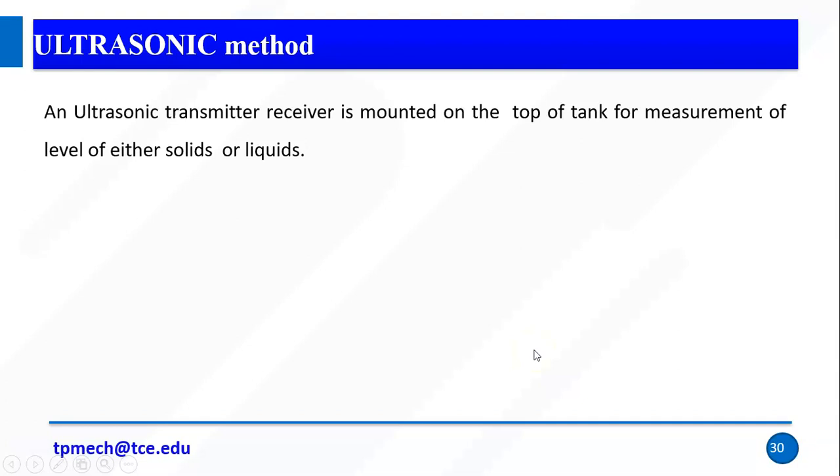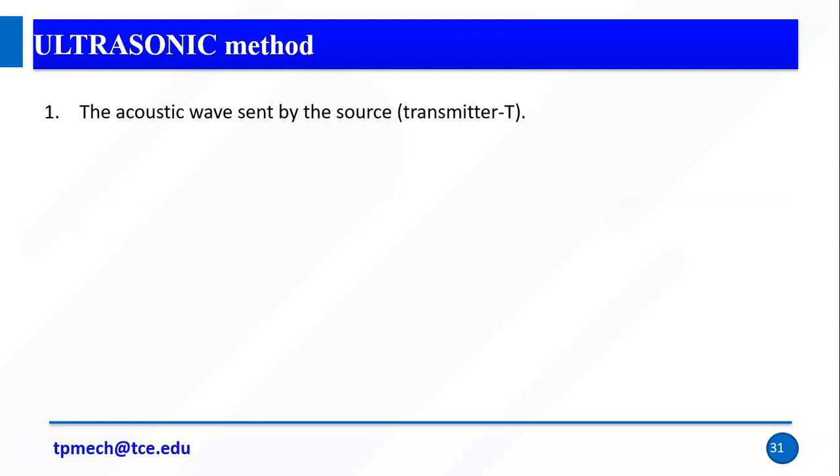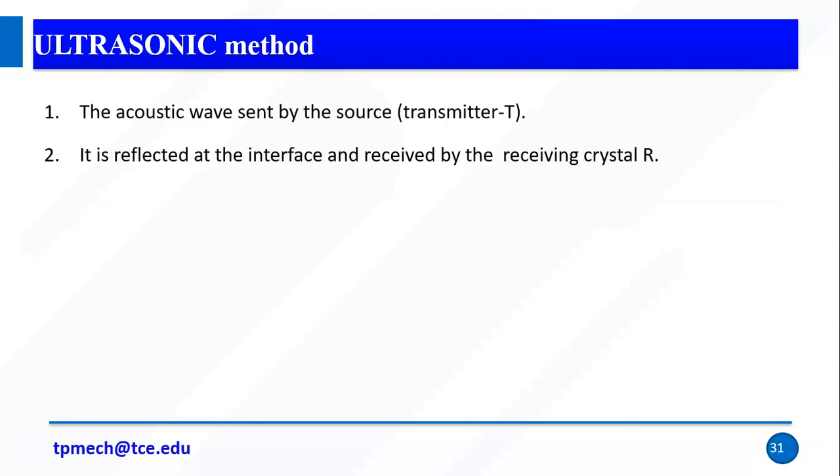Alright, so an ultrasonic transmitter and receiver is mounted on the top of the tank for measurement of level, either solids or liquids. The output from the transmitter and receiver is connected to the appropriate electrical circuitry to display on the device. So again, the acoustic wave is sent by the source. So the transmitter sends the wave. It is reflected at the interface and received by the receiving vessel. So the liquid level, the water level, will reflect it, and it is received by the receiving crystals.